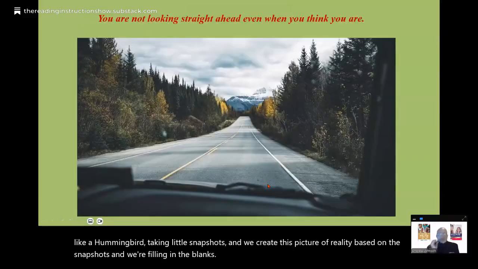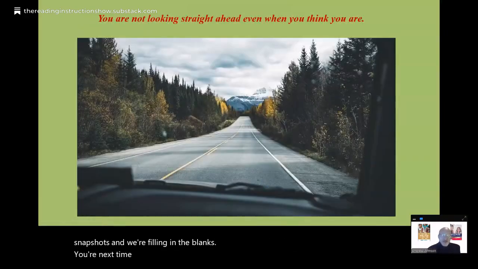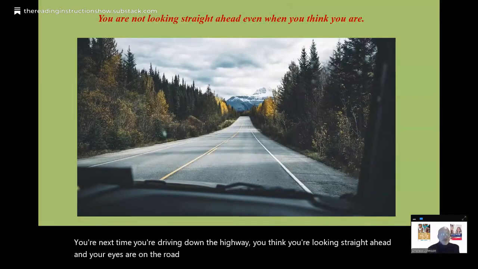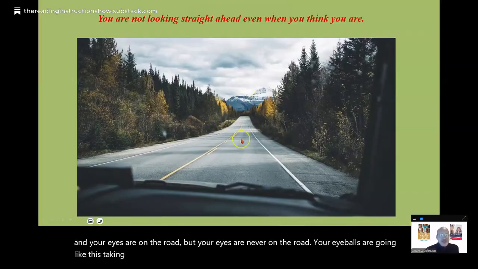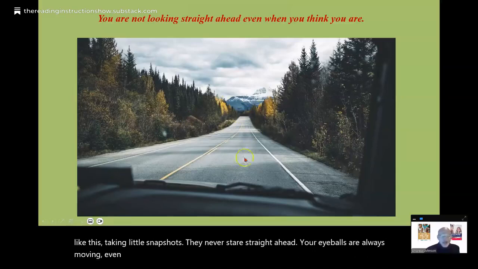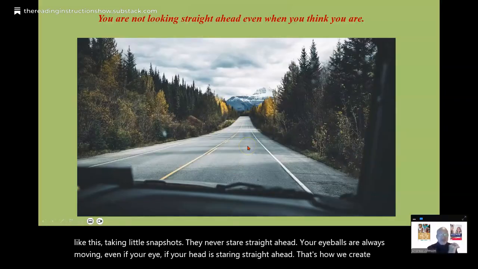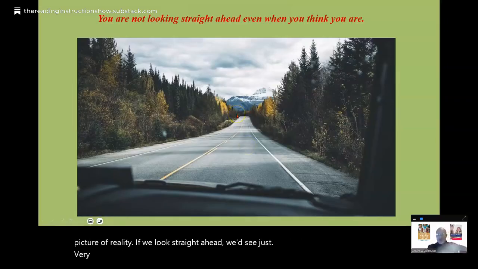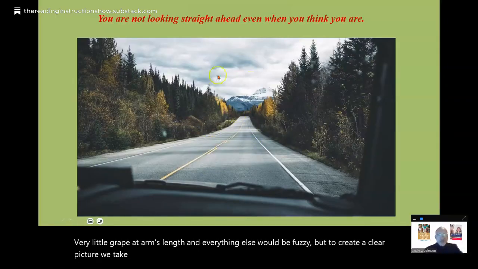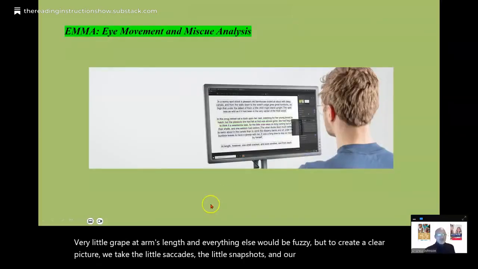Now, next time you're driving down the highway, you think you're looking straight ahead and your eyes are on the road, but your eyes are never on the road. Your eyeballs are going like this, taking little snapshots. They never stare straight ahead. Your eyeballs are always moving, even if your head is staring straight ahead. That's how we create a clear picture of reality. If we look straight ahead, we'd see just a very little grape at arm's length, and everything else would be fuzzy. But to create a clear picture, we take the little saccades, the little snapshots, and our brain is filling in the blanks.